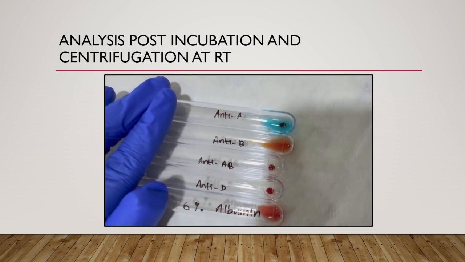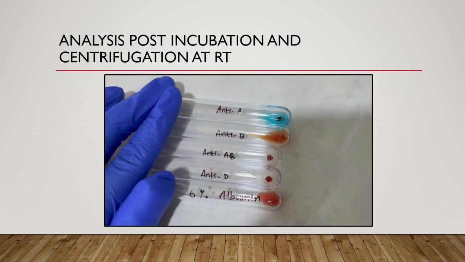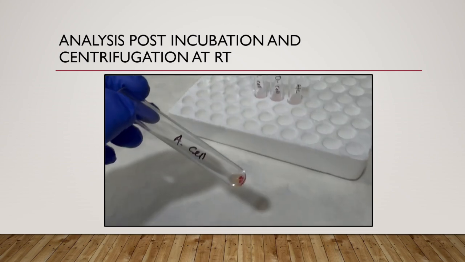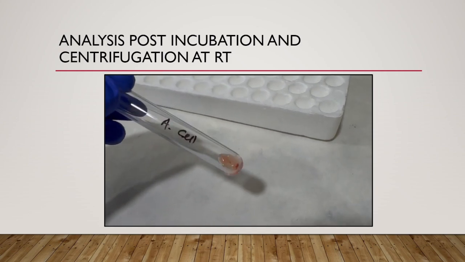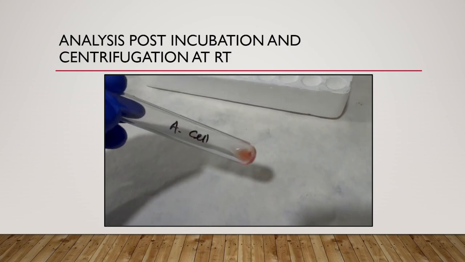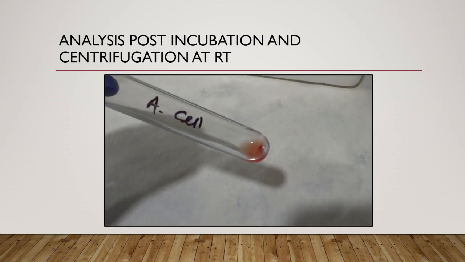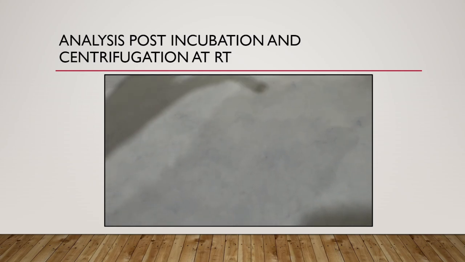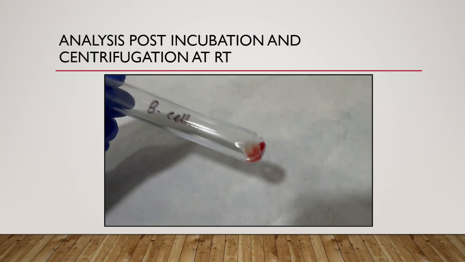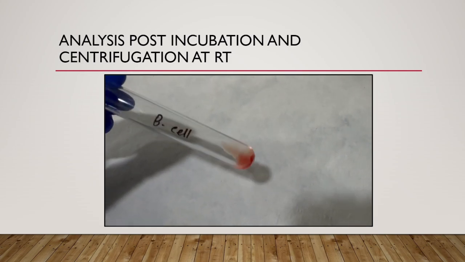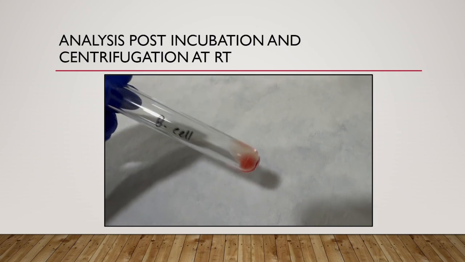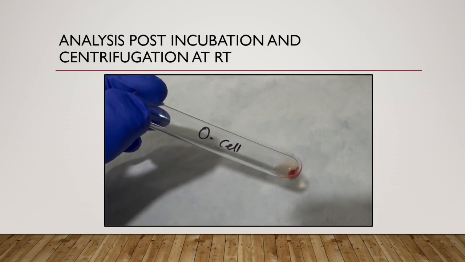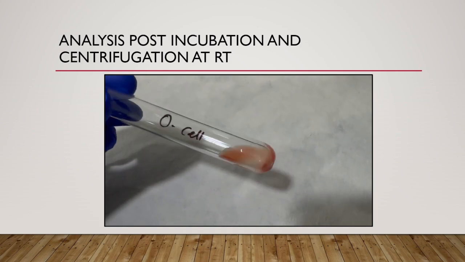From these tubes in the forward grouping we can infer that the probable blood group of the patient will be A positive. Coming to reverse grouping tubes, as we can see there is no reaction in A cell tube. In B cell there is no agglutination reaction. As we expected the group to be A positive from forward grouping, we expected to have a reaction in B cell, but there was no reaction in B cell.